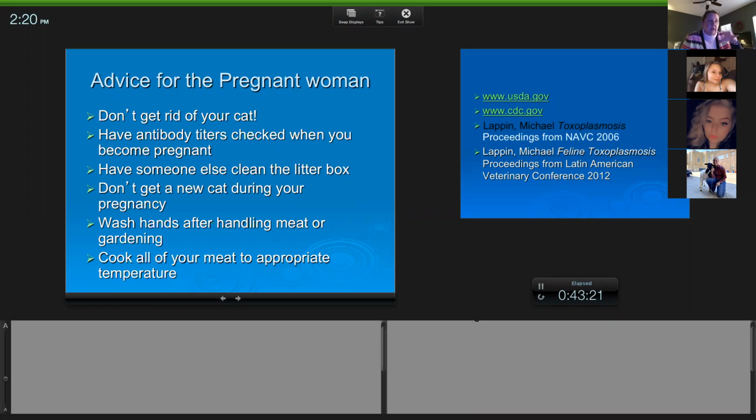Obviously, also, can you keep them indoors? Now, some cats, once they're an outdoor cat and you try to make them an indoor cat, that doesn't always work well. Behavior problems, and that's a whole behavior thing. But maybe try to limit them going outside, and wash your hands, especially after gardening and cleaning the litter boxes and handling the cat. And make sure all meat is cooked.